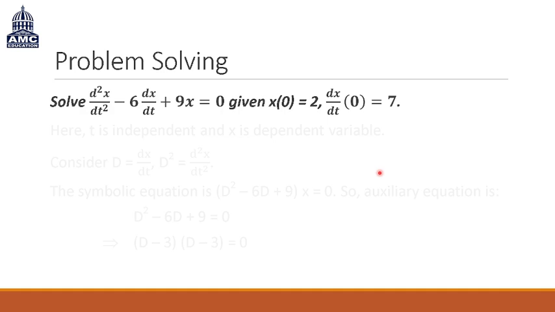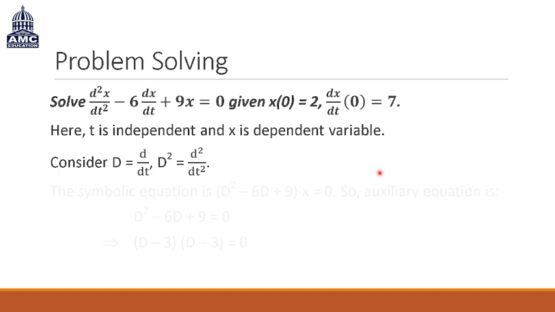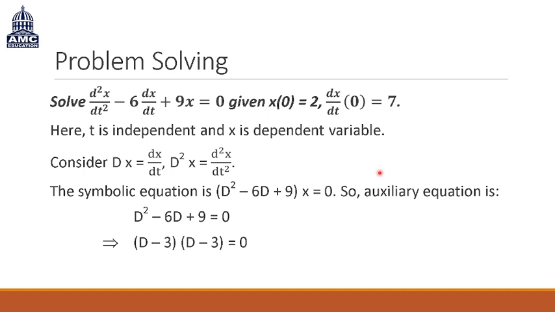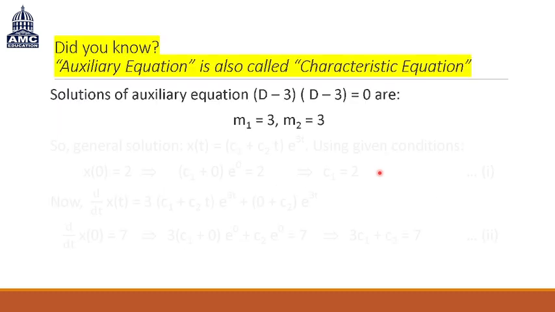Okay, so first of all, the independent variable is t and the dependent variable is x, and we consider D and D square, and then we find the symbolic equation by substituting Dx for dx by dt and D square x for d square x by dt square, and we proceed by writing down the auxiliary equation. And as you can see, this auxiliary equation is basically (D minus 3) whole square, right? So we get m1 and m2 as equal to 3.